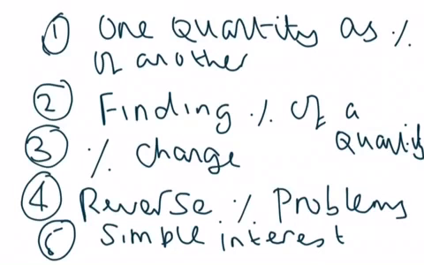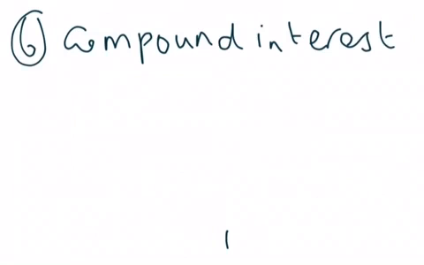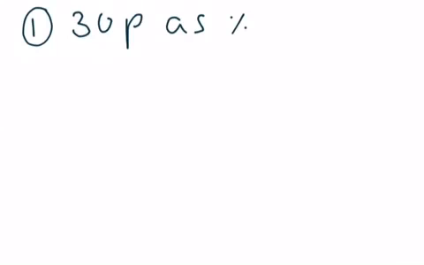Number 1 then, looking at how you write or work out a quantity as a percentage. And we'll do this, as always, by practical examples. Question 1 says, express 30p as a percentage of £2. The important thing you need to know here is that percentages are out of 100. So what we need to do here, fairly straightforward, is just to write this as a percentage.